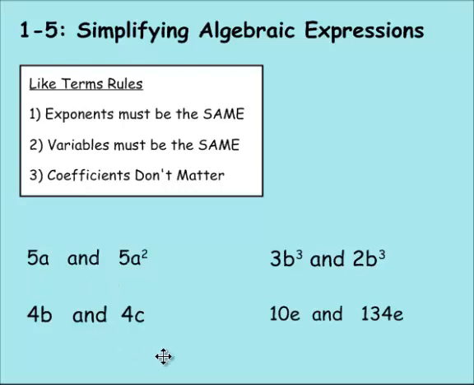Our lesson today, lesson 5 of chapter 1, will be simplifying algebraic expressions. Some rules that we're going to follow here as we're simplifying all these terms. These are the like terms rules. How do you know which terms are alike and you can simplify them?